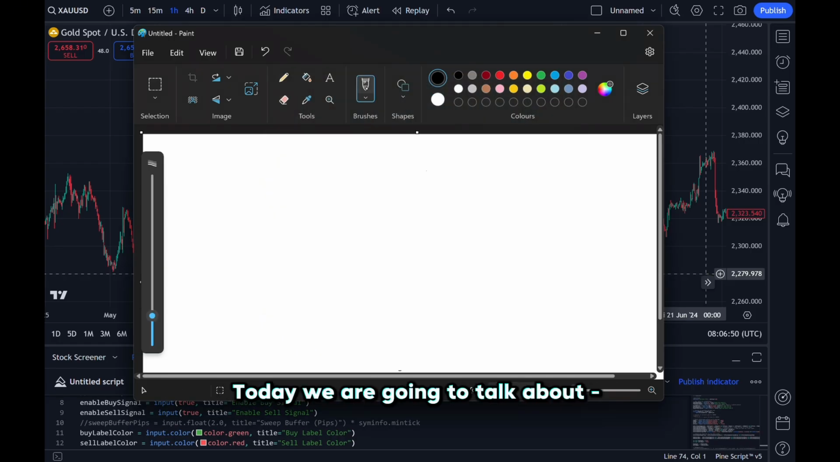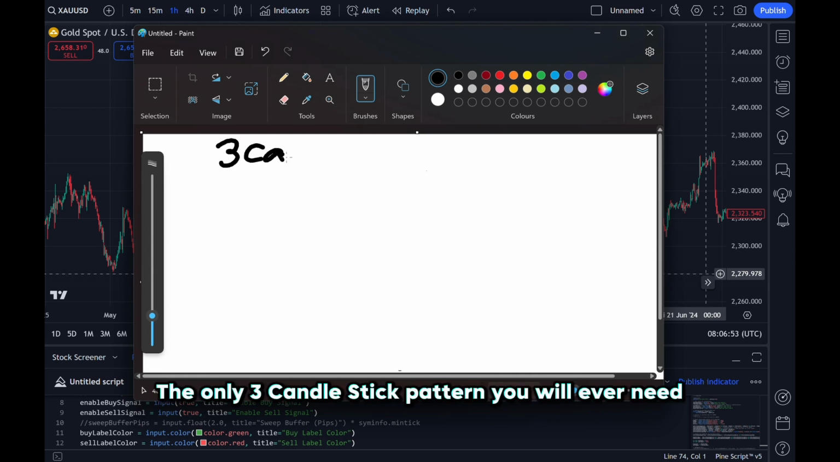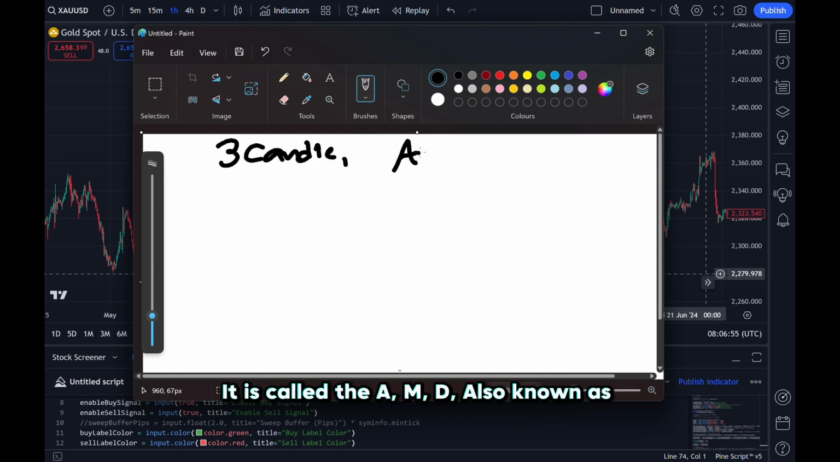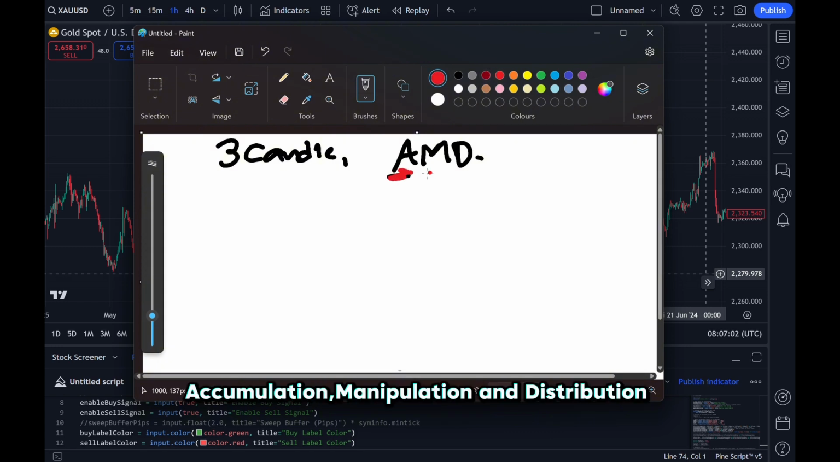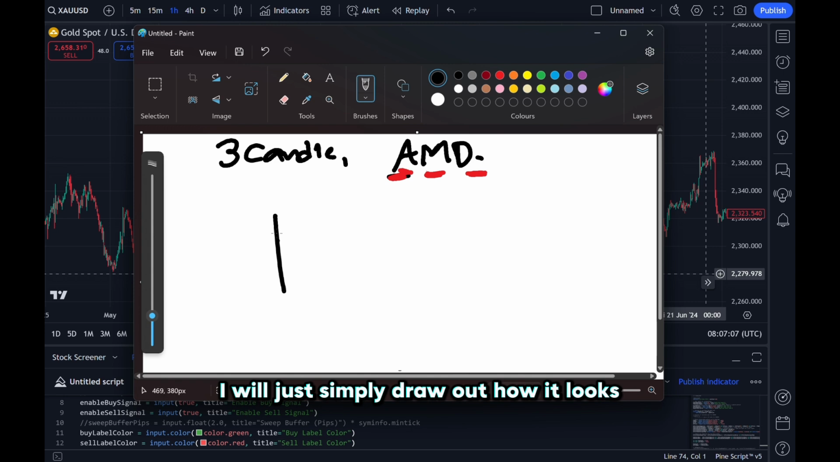Today we are going to talk about the only 3 candlestick pattern you will ever need. It is called the AMD, also known as Accumulation, Manipulation and Distribution. I will just simply draw out how it looks.